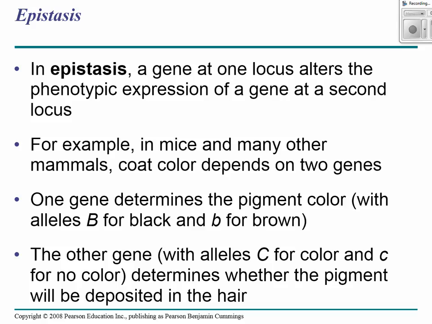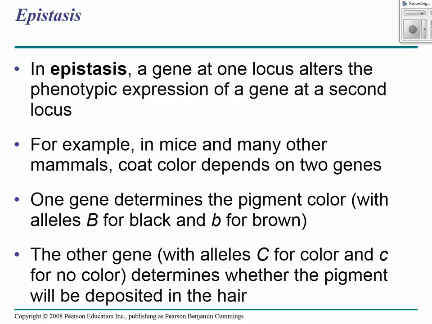Okay, epistasis. This is when a gene on one locus, that's location, so one gene on one chromosome, alters the phenotypic expression of a gene on a second. So these genes can affect a different gene. Some of these genes are really good. They're regulatory genes.